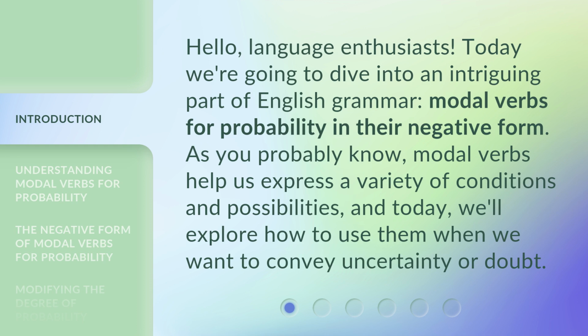Today we're going to dive into an intriguing part of English grammar: modal verbs for probability in their negative form. As you probably know, modal verbs help us express a variety of conditions and possibilities, and today we'll explore how to use them when we want to convey uncertainty or doubt.